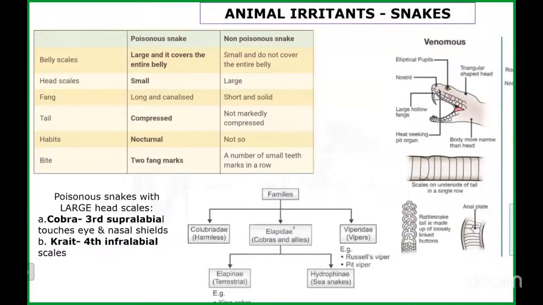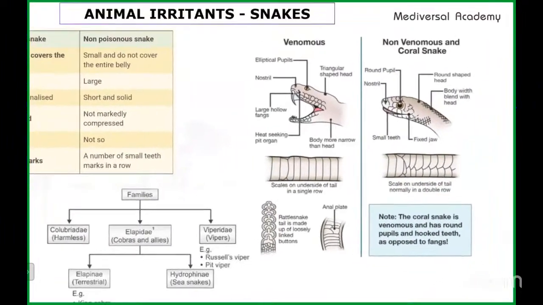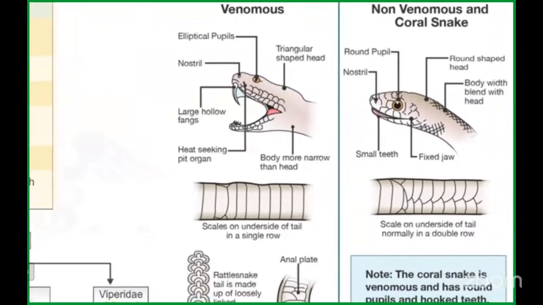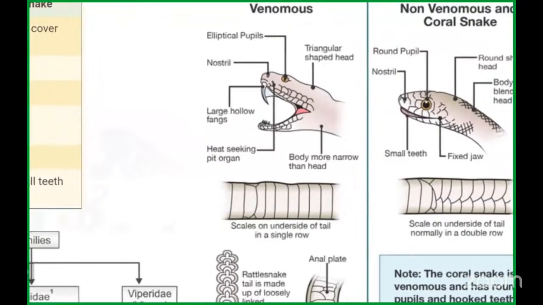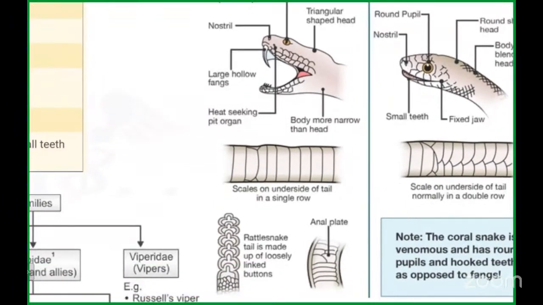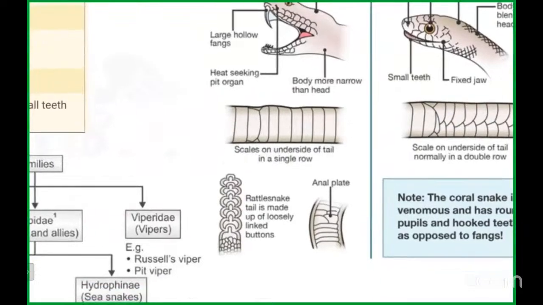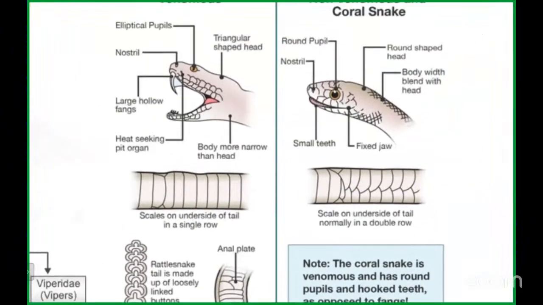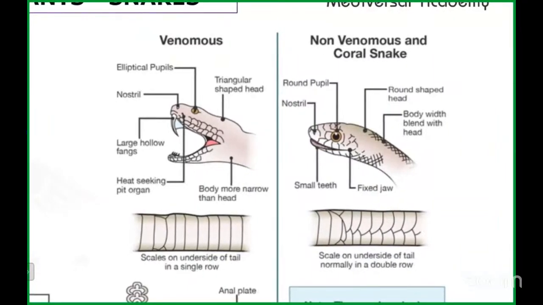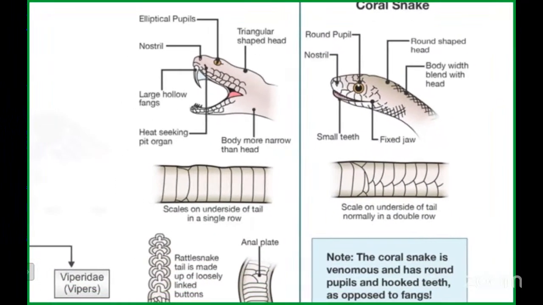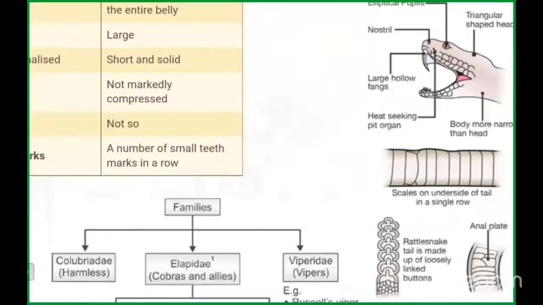When it comes to a non-poisonous snake, head scales are large, the belly scales are small, and the tail is not usually compressed. So these are basically the images to see. And clearly see there's a triangular shaped head. The body is more narrow than the head, there are large hollow fangs, and you can see the scales underneath the tail in a single row. Whereas in a non-venomous snake, you can find that there are small teeth, not big fangs, and scales normally underneath the tail in a double row.